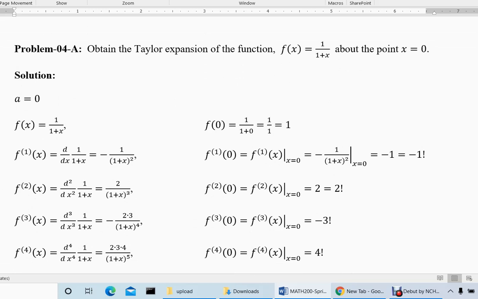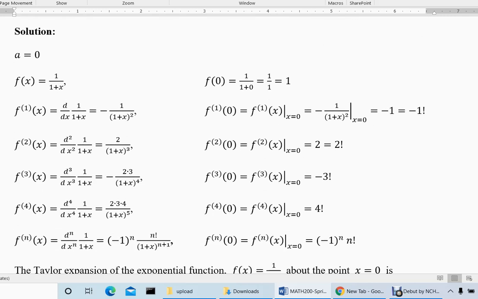Now problem 4. Obtain the Taylor expansion of the function f of x equal to 1 over 1 plus x about the point x equal to 0. Now a equal to 0, your function is 1 over 1 plus x, which is 1 plus x whole power minus 1. So derivative will be, first derivative will be minus 1 over 1 plus x whole square. Second derivative will be 2 over 1 plus x whole cube. Third derivative will be minus 2 into 3 divided by 1 plus x power 4. Fourth derivative will be 2 into 3 into 4 divided by 1 plus x whole power 5.